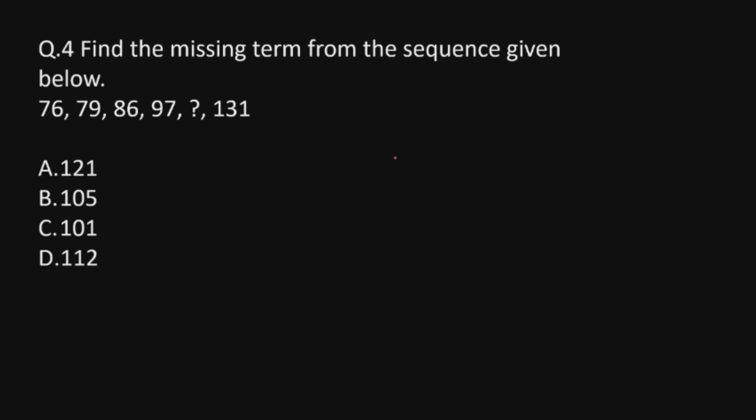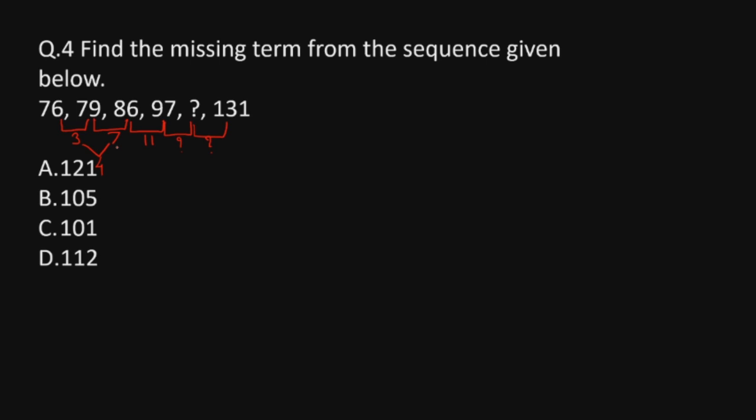Moving to the fourth question. So we got a sequence and we need to find a missing term. So this is daisy. If we see the difference between the first and second number, it's 3, then the difference between second and third is 7, and likewise the difference is 11. Here the difference is unknown, and again here the difference is unknown. The differences 3, 7 and 11 are increasing in a pattern. The difference is 4.